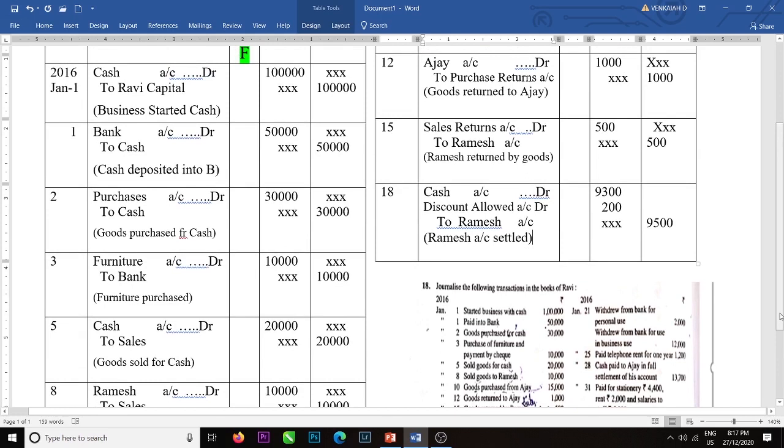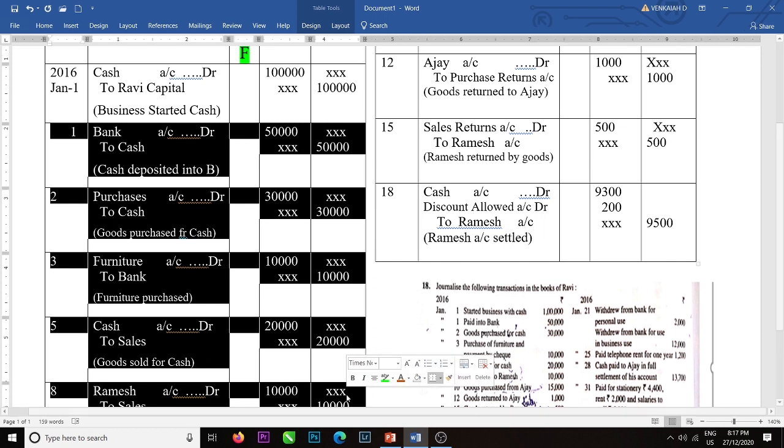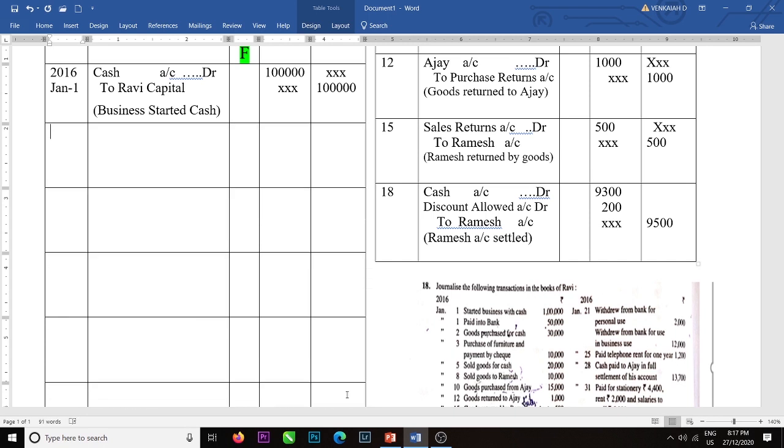Next date is 21st. Withdrew from bank for personal use. Withdrew from bank for business use. Okay, look at and remove the first four entries. I hope you entered this in your notebook. Okay, right. January 21, 2016.